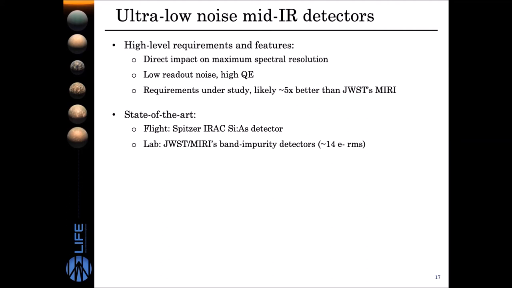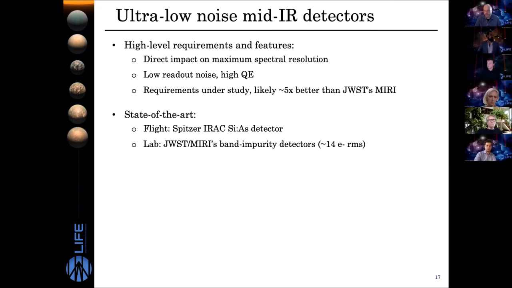So this detector has to have a really low read noise and a high QE to maximize the number of planets that we can characterize and the spectral resolution that we can achieve. The requirements are under study, but likely it will have to be 5 times better than the James Webb MIRI detector in terms of read noise. Right now the James Webb detector is something like 14 electrons RMS, and we would aim for a few electrons RMS if we really want to achieve the spectral resolution of 100 that we need.